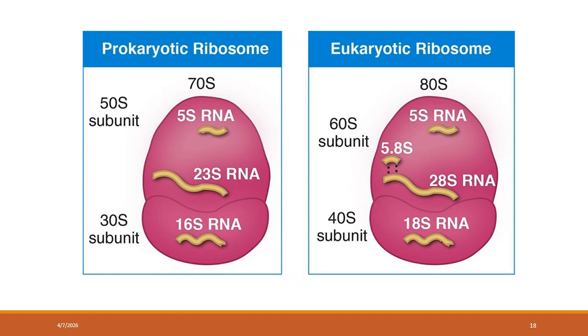In the bigger subunit for the prokaryotic, 5S RNA and 23S RNA. For the small subunit, 16S RNA. About the eukaryotic, we can see three genes: 5S RNA, 5.8S gene, and the other 28S RNA. All of these three are inside the bigger subunit. For the small subunit, 18S RNA gene.